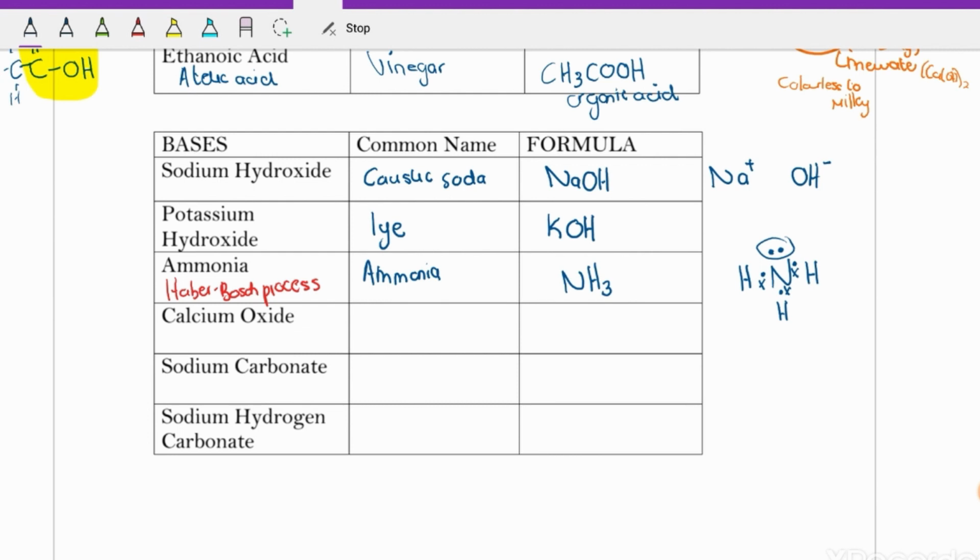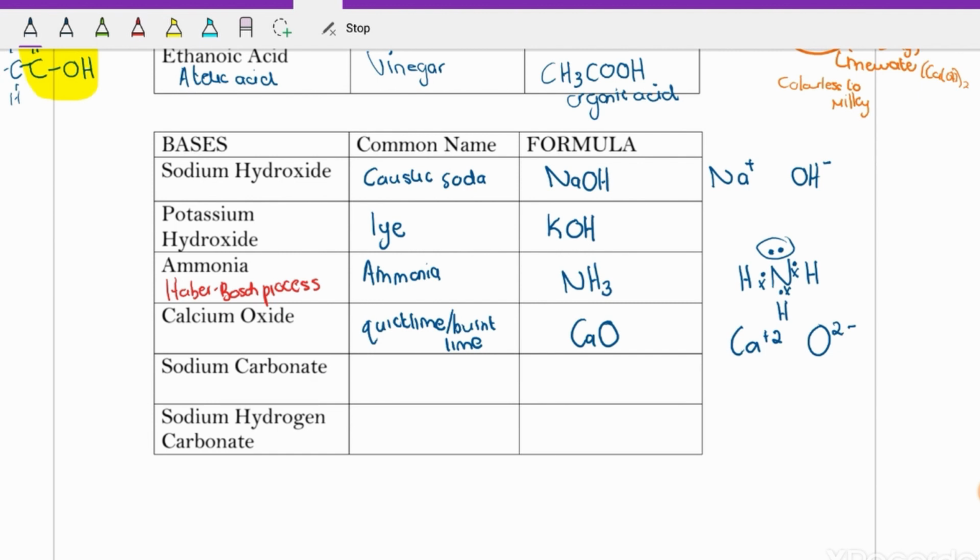Then calcium oxide is also known as quicklime or burnt lime, and the formula is just CaO. Why? Because calcium is in group 2 in the periodic table. Oxygen is 2 minus, so when they combine, those 2's cancel. Calcium oxide we normally use for treating acidic soils, or it could be used in the manufacturing of porcelain or glassware.